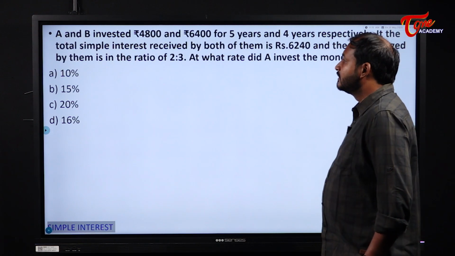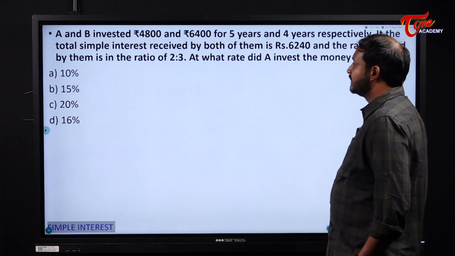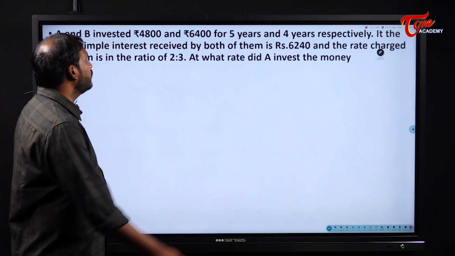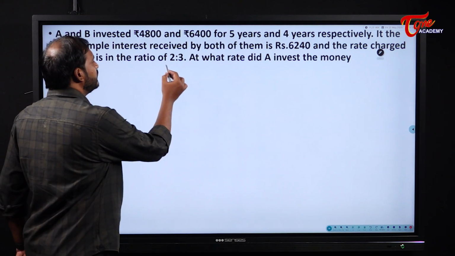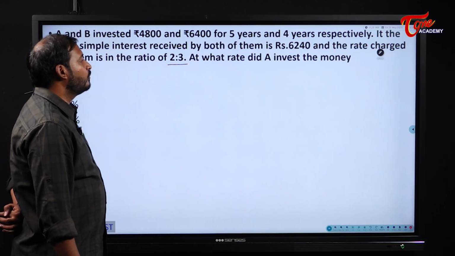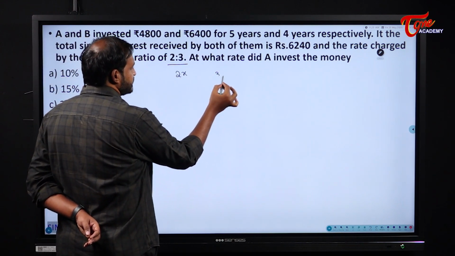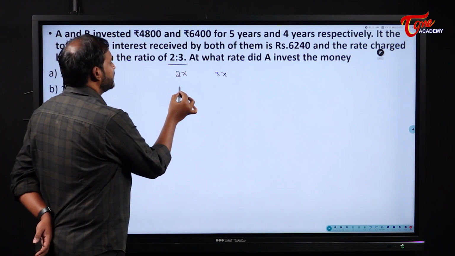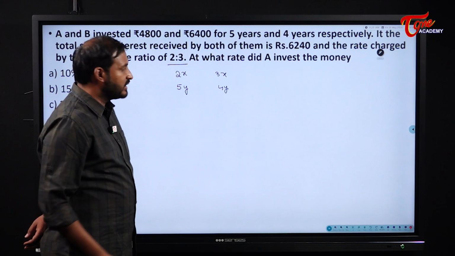Next one. A and B invested 4,800 and 6,400 for 5 years and 4 years respectively. The total simple interest received by both of them is 6,240. The rates charged by them are in the ratio of 2:3. They have given us the rate of interest, students. 2 parts and 3 parts. So let us assume the rate of interest as 2x and 3x. For the first money, it is 5 years. For the second person's money, the time is 4 years.